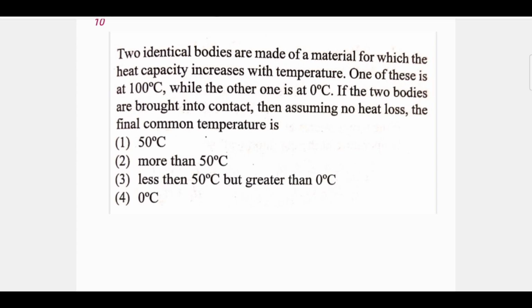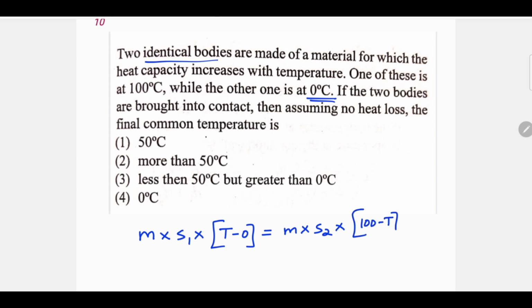So we know the concept. We are going to apply the concept. They have mentioned identical bodies, so I am taking mass M. M into S1 into T minus 0, where the final common temperature is T, you assume like that. T minus 0 because one body is at 0 degrees Celsius. It is equal to M into S2 into 100 minus T because another body is at 100 degrees Celsius. After mixing, their common temperature is T. I have assumed like that.